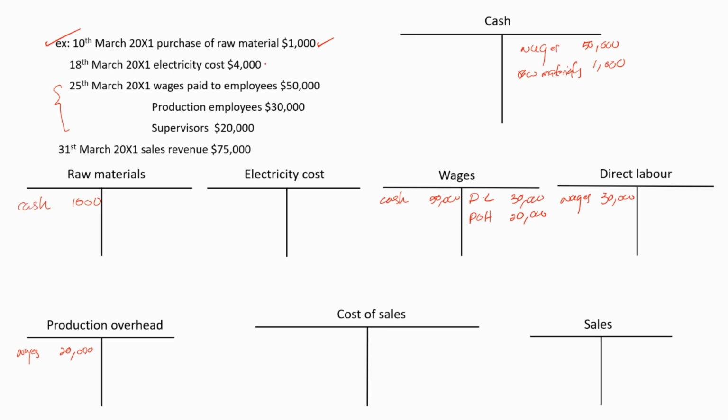Then let's do the second transaction. 18th of March 20x1, electricity cost $4,000. So we credit the cash account by $4,000 and we debit the electricity cost account. Now let's move this electricity cost to the production overhead cost. This is for the ease of management accountants.